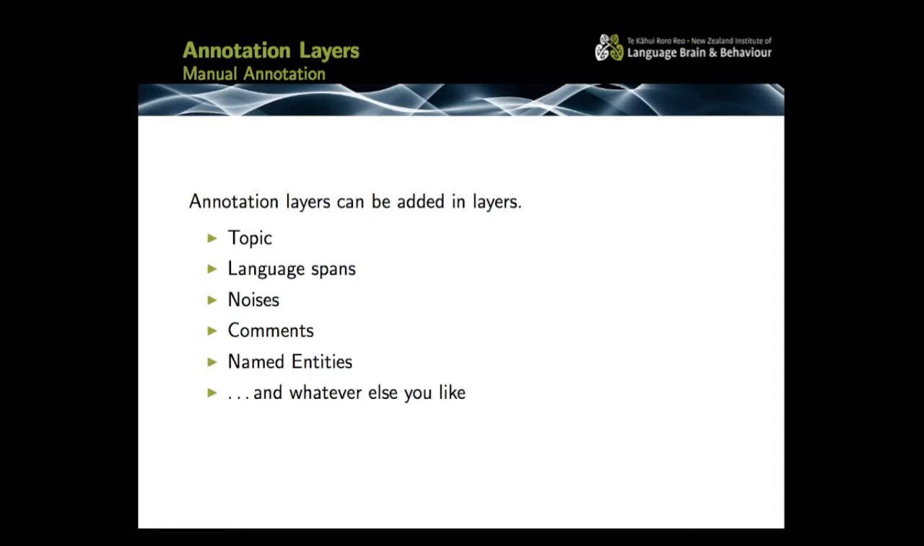Now, once the transcripts are in there, you can add layers of annotation. Here are some examples of manual annotation layers that you might apply. For example, you can add topic tags, which mark out long sections of a transcript as being about a particular thing. You can tag a number of words or a phrase as being in a different language. You can add annotations for noises. You can add commentary. You can mark named entities, and you can generally tag words with whatever you might want. Now, these are examples of manual annotations.